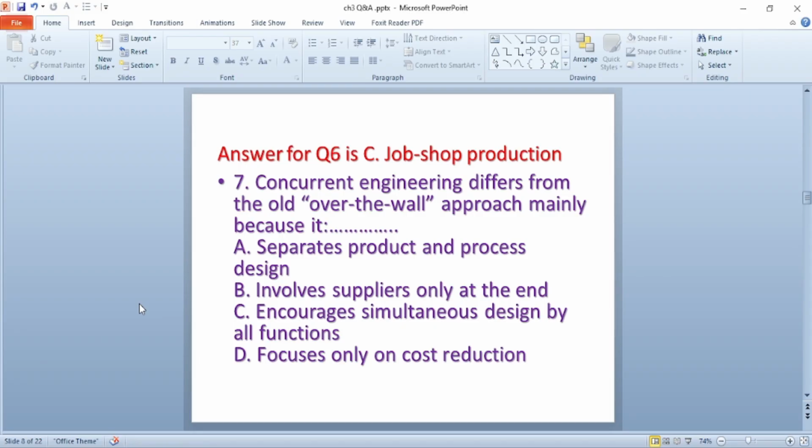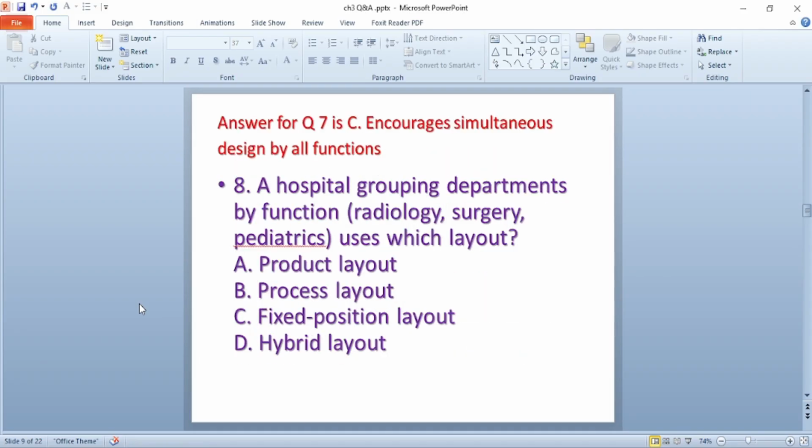Question number 8. A hospital grouping departments by function, for example radiology, surgery, pediatrics, uses which layout? A. Product layout. B. Process layout. C. Fixed position layout. D. Hybrid layout. The answer for this question is B. Process layout.